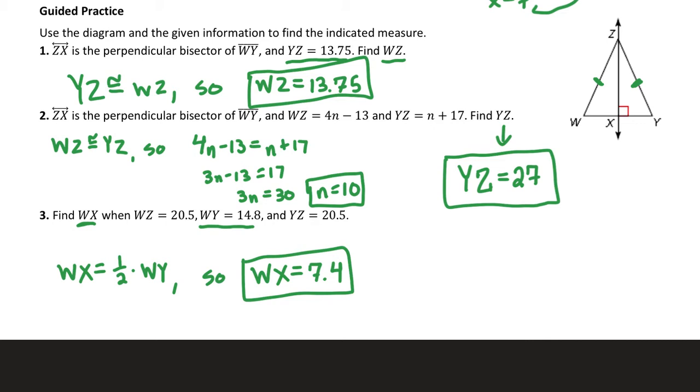And then finally in number 3, it says find WX when WZ is 20.5, YZ is 20.5, and WY is 14.8. WY is the segment being bisected, meaning that segment is being cut into 2 congruent parts. So I would take the measure of WY and divide it by 2 to get the measure of WX, which is 7.4.